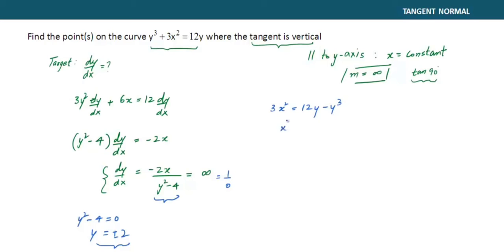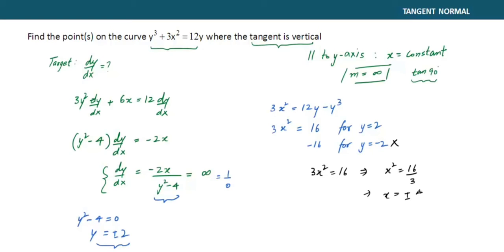So if you put the values, what you will get is 3x square is equal to 16 for y equal to 2, and 3x square is equal to minus 16 for y equal to minus 2. And obviously we can say that this is not the answer. Why? Because 3x square cannot be a negative quantity. So the only answer that we should obtain is this particular step. So x square comes out to be 16 by 3. So this implies that x is equal to plus minus 4 by root 3.